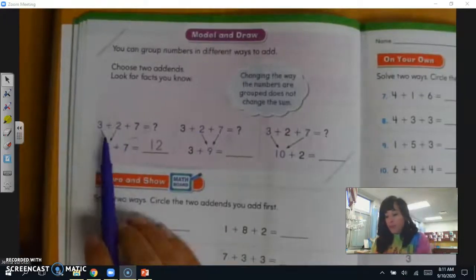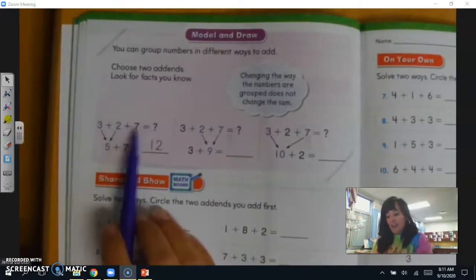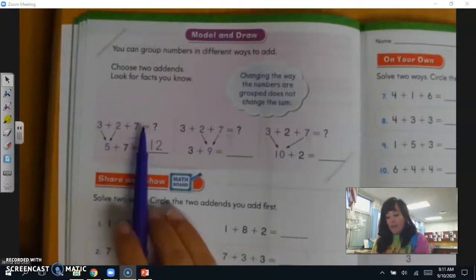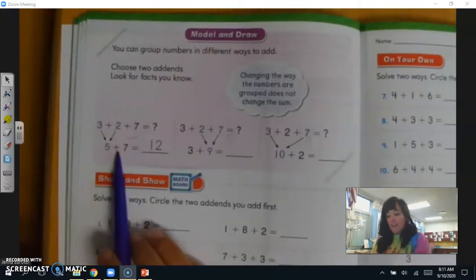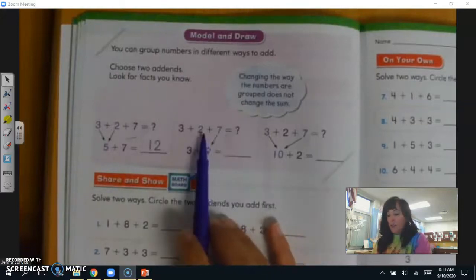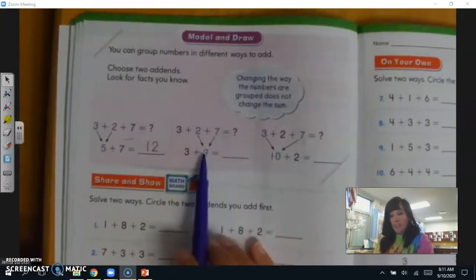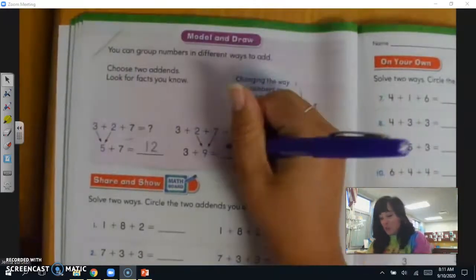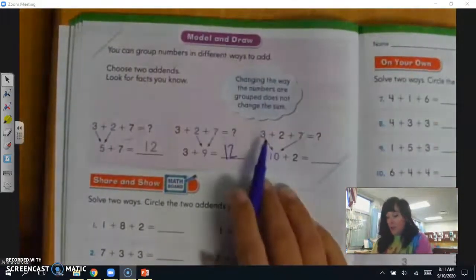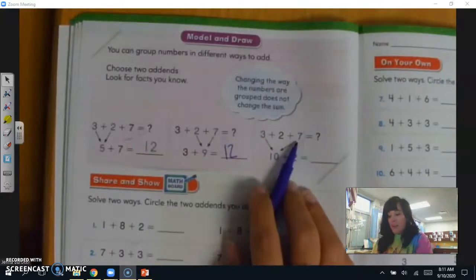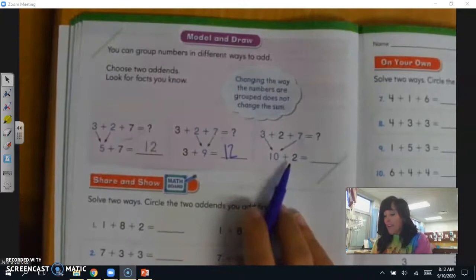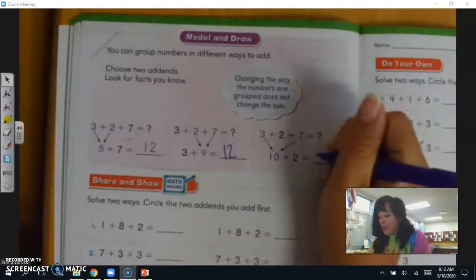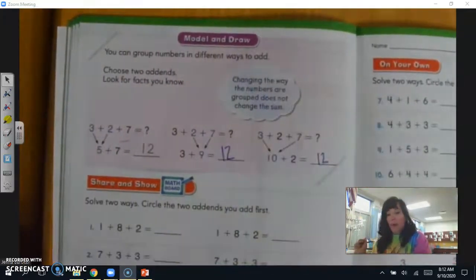So here we have 3 plus 2 plus 7. 3 plus 2 equals 5. Then we still have to add that 7, and 5 plus 7 equals 12. We could do 2 plus 7, that equals 9. Then add the 3, and that still is 12. We could do 3 plus 7, which is how I would do it, because I know that 3 and 7 make 10. And then add the 2. And then we have the same answer, 12.